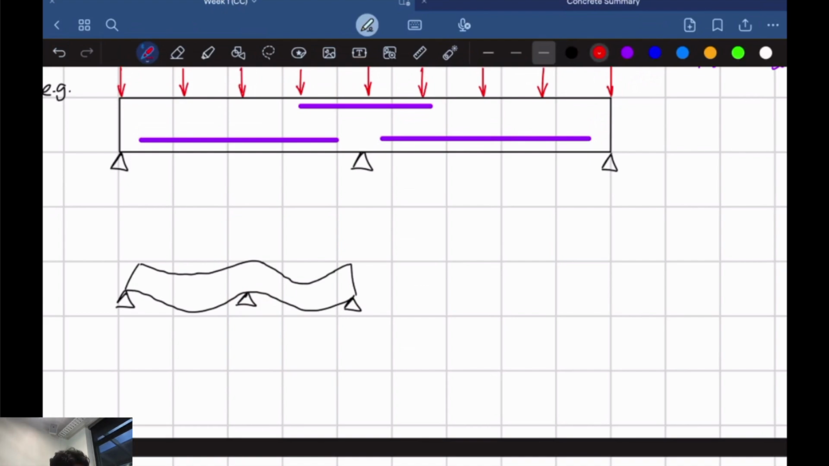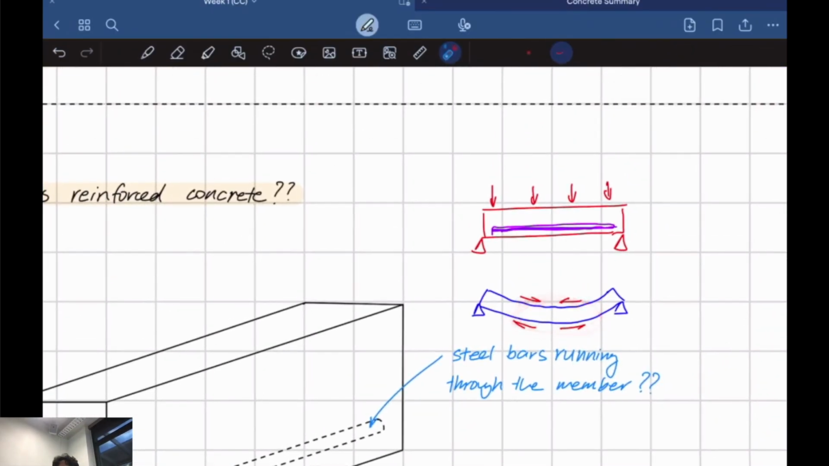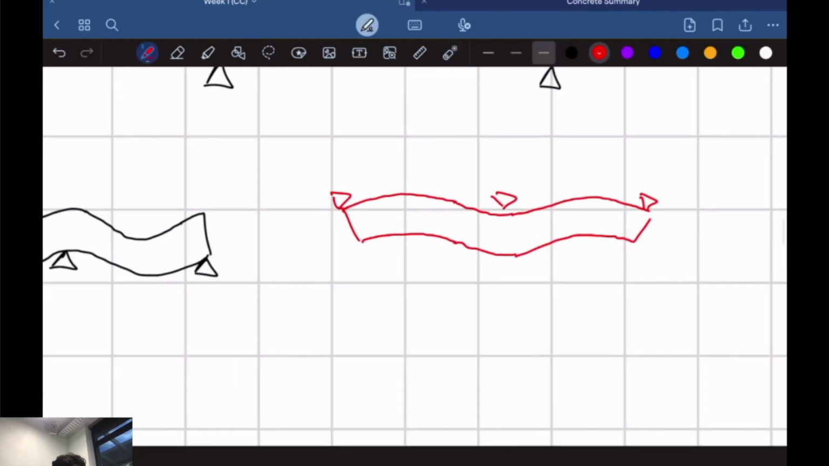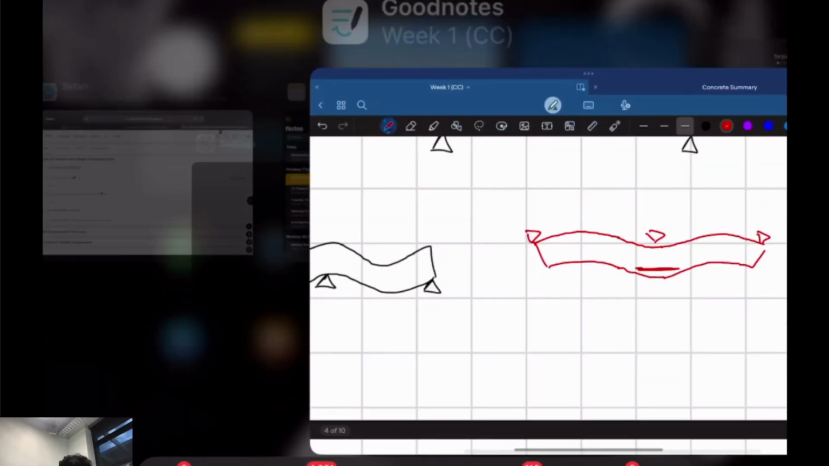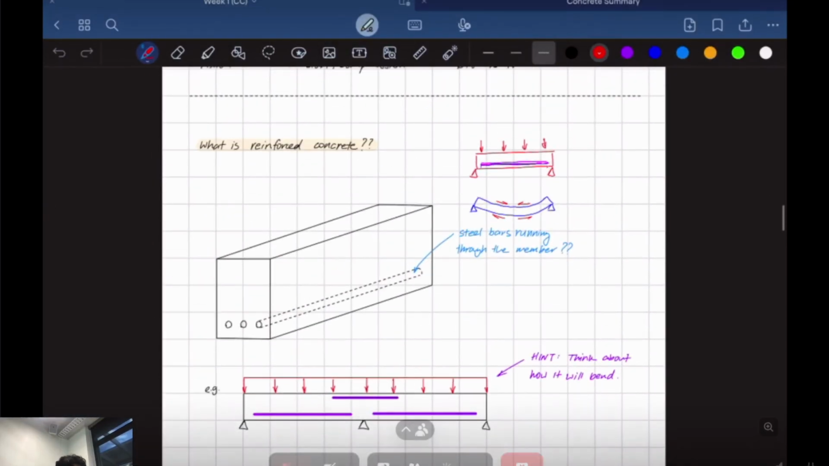But if you think about it, it might be a bit more understandable. Let's flip it around. Alright, you see how down here it kind of represents what we have here? Yeah? So if you think about it, we'll need a bar here where it's in tension. Yeah? Alright, cool. It's still recording.